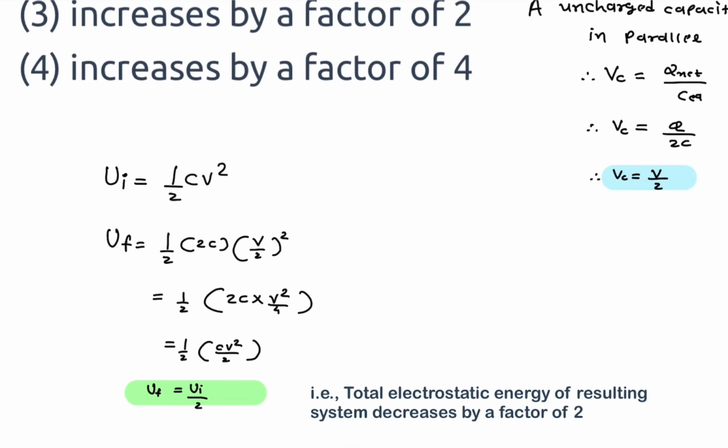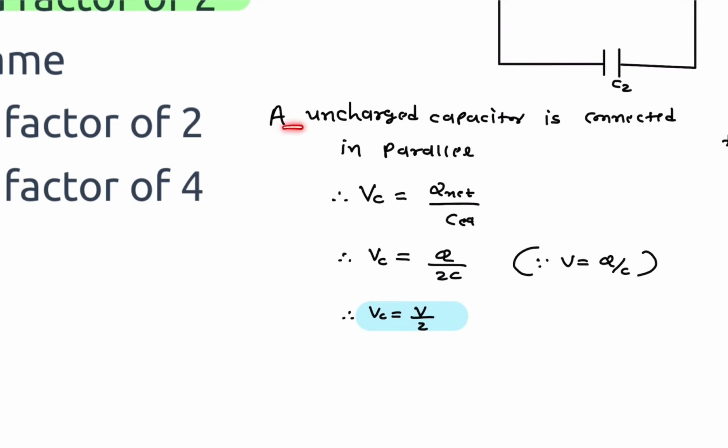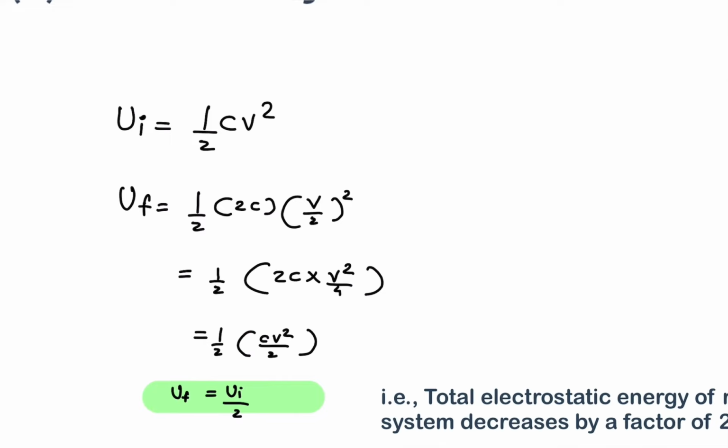So what is the initial energy stored in capacitor? Ui is equal to 1/2 CV square, and the final energy stored in capacitor is equal to 1/2, the C becomes 2C and V becomes half. That is, in place of Vc we can write V by 2 after connecting the uncharged capacitor in parallel to that of charged capacitor C1. So the final energy stored in capacitor is 1/2.